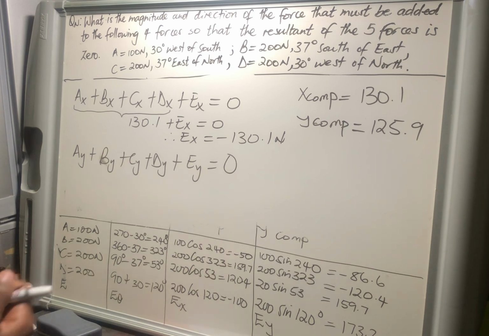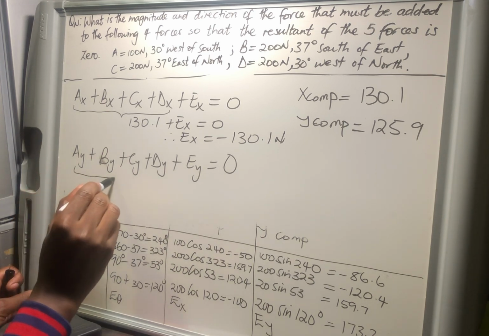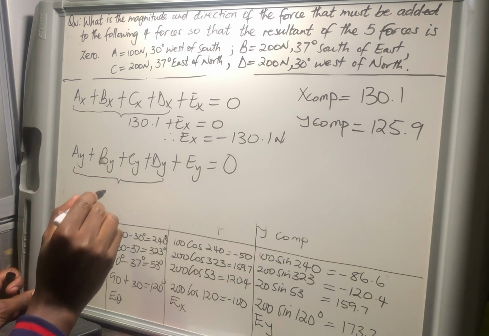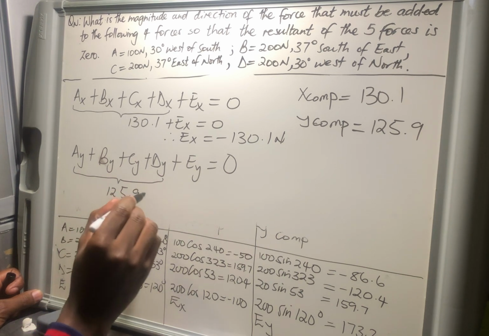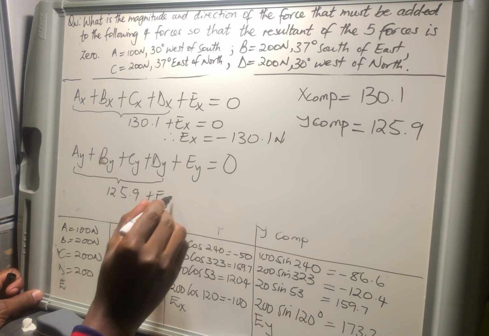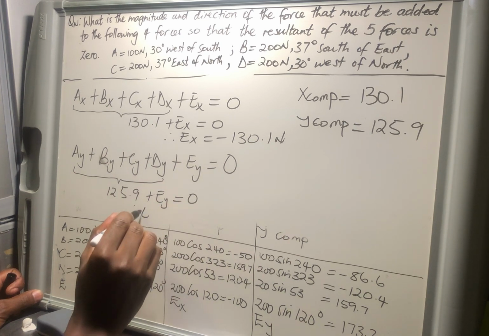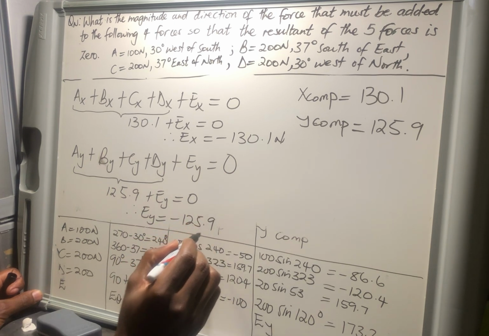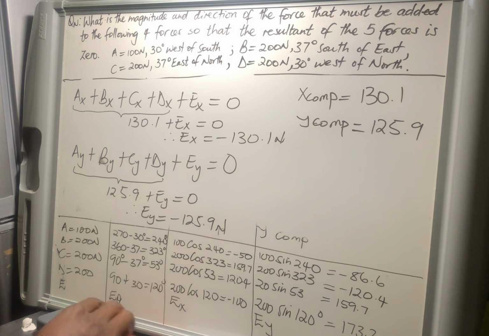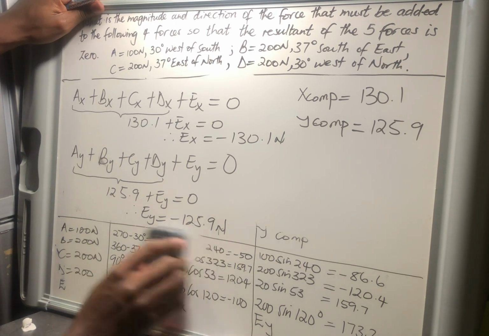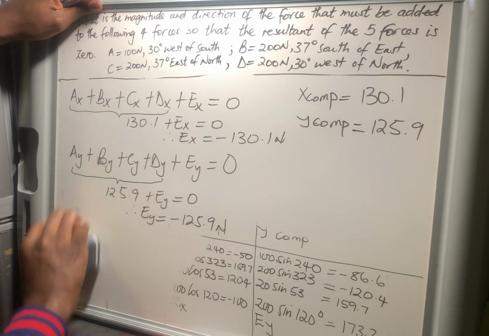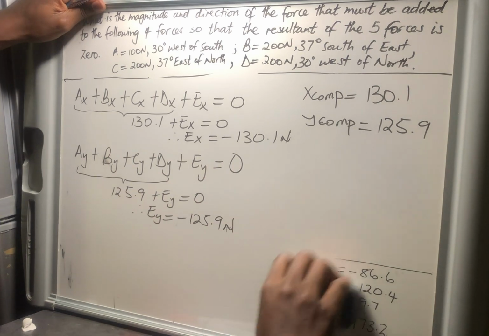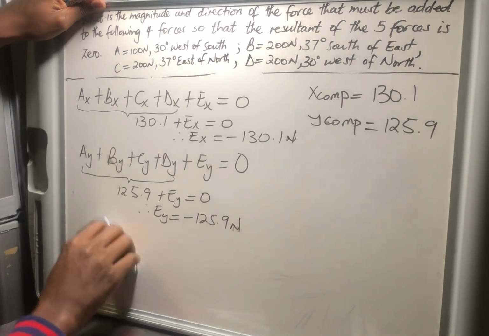That's your ex. We are going to look for ey. Again, when I added these up to this one, I got 125.9. So here, all these represent 125.9 plus ey, they are equal to 0. Therefore, ey is equal to negative 125.9 newtons. I'm sure we are together. So I'm going to erase these now since I'm no longer going to use them. I have found the x component and the y component of the additional force.